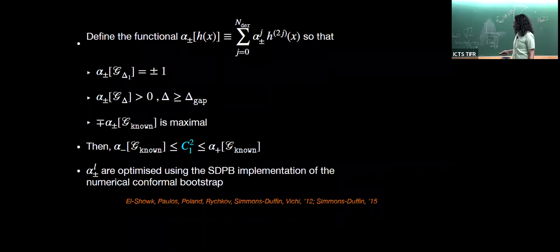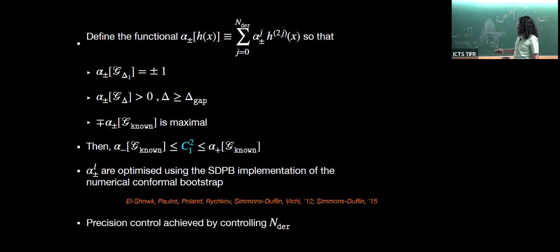the HTPB implementation of the conformal bootstrap, developed by all of these authors. And as I commented previously, the precision control is achieved by controlling the number of derivatives. So if you have more derivatives, in principle, you should get more precision.